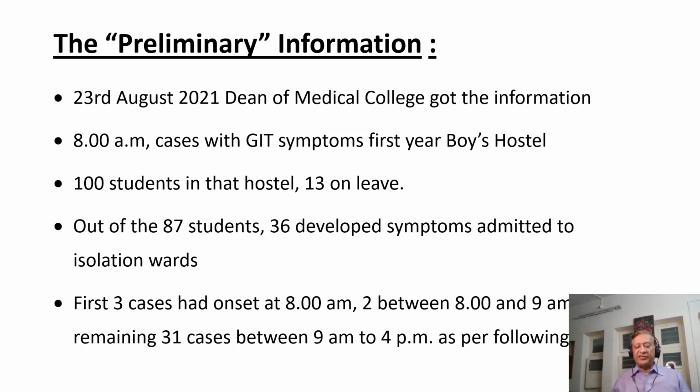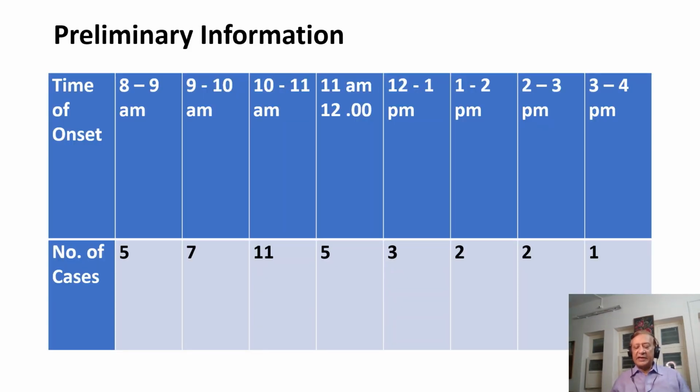Preliminary investigations revealed that the first three cases had onset at 8 a.m. Two cases had onset of symptoms between 8 a.m. and 9 a.m. Thus, a total of 5 cases occurred between 8 and 9 a.m., starting from the first case at 8 a.m., and the remaining 31 cases had onset between 9 a.m. to 4 p.m. as per the hourly periods. The distribution of the occurrence of cases as per the hourly time period is shown in the table being projected.